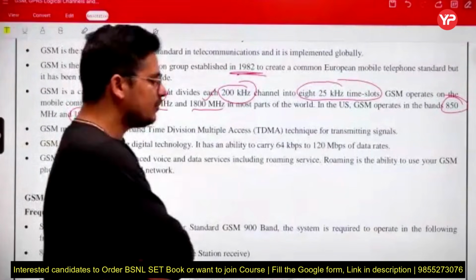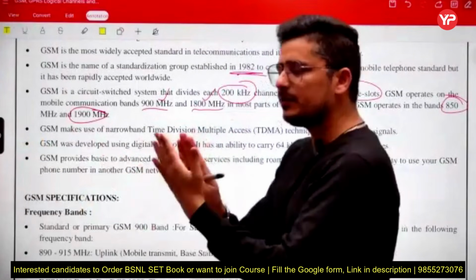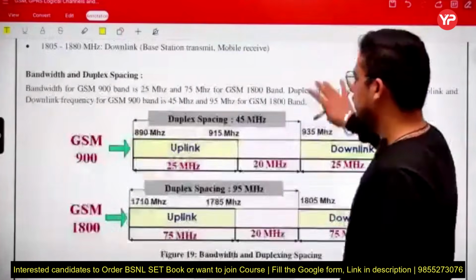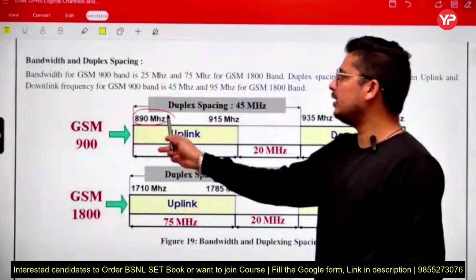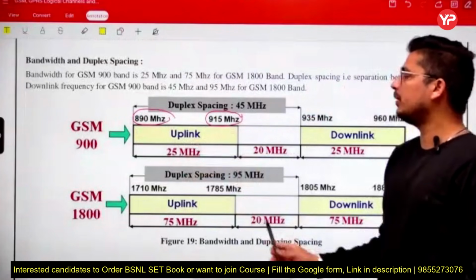When we talk about GSM, we have a band of frequency. We are having a band of frequency that starts from 890 megahertz to 915 megahertz for uplink, right?